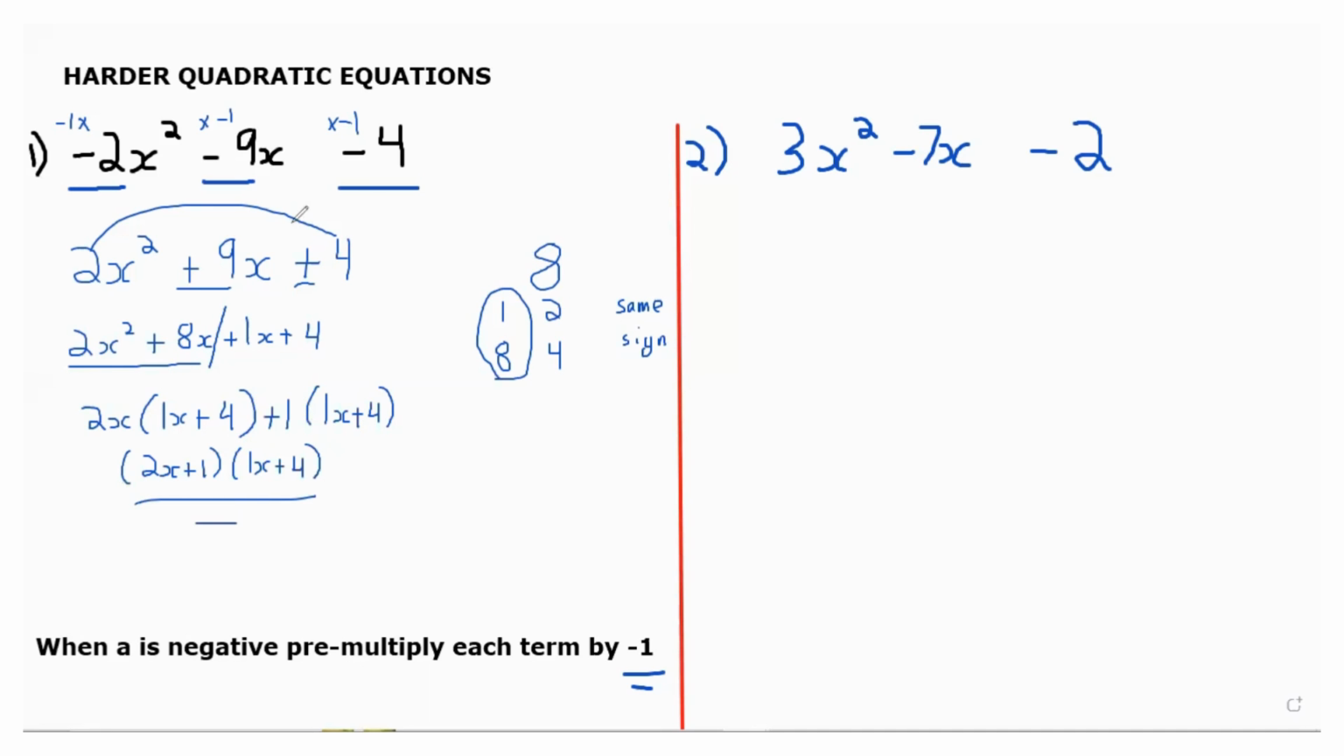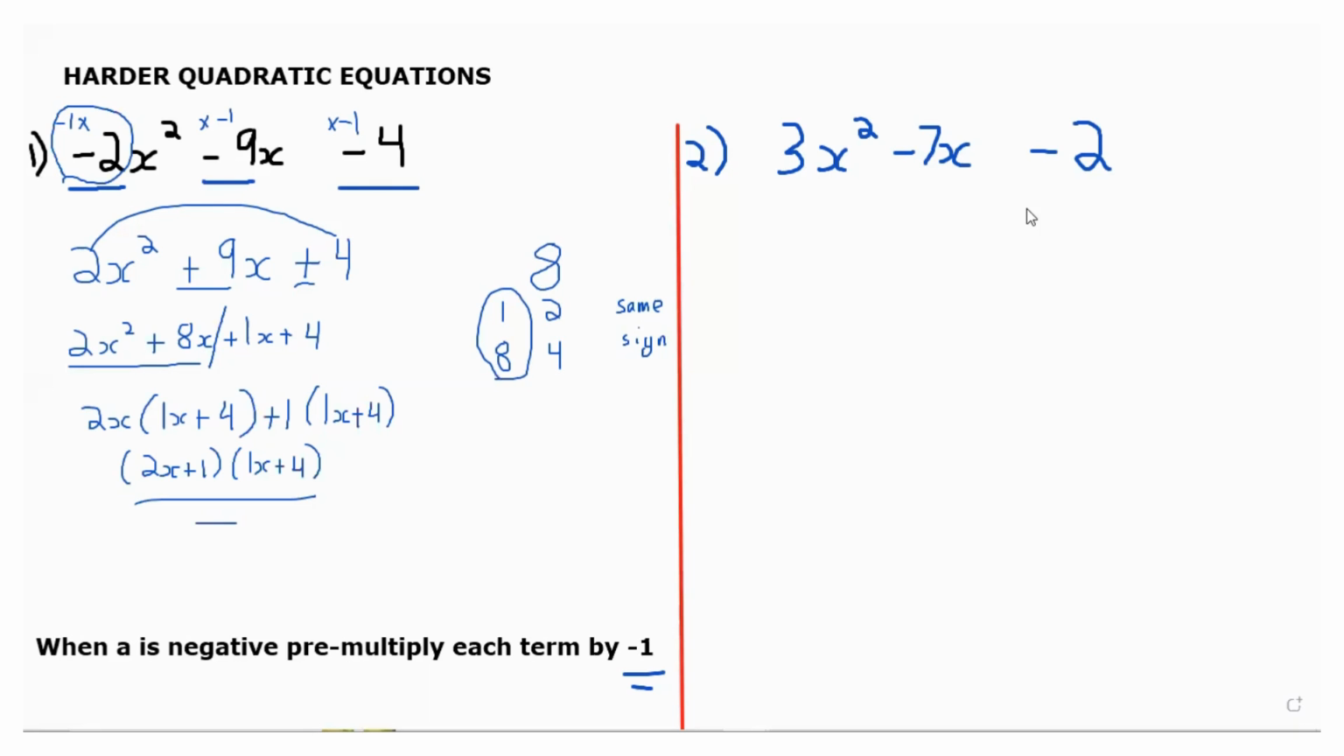So, what do we learn from this question? Anytime the A is negative, in this case it was -2, we pre-multiply each term, a, b, and c, by -1. And it will always boil down to something easier that we know how to do. Nice, so let's go over to number 2.